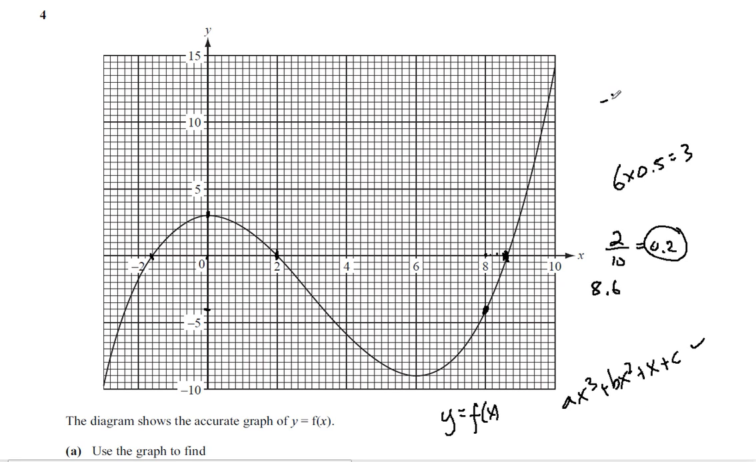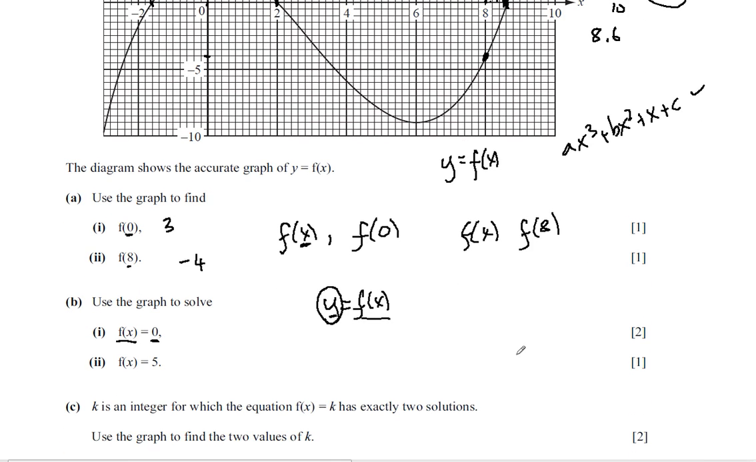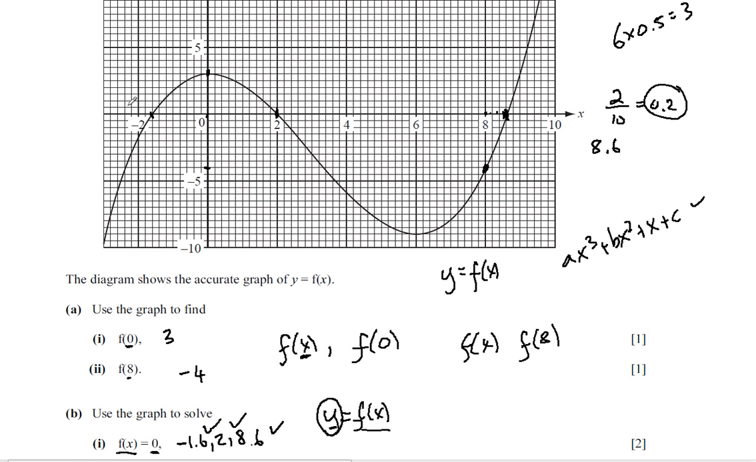So it's going to be negative 1.6 on the left. So negative 1.6, 2, and 8.6. Those are the 3 values for which this graph has a y of 0.